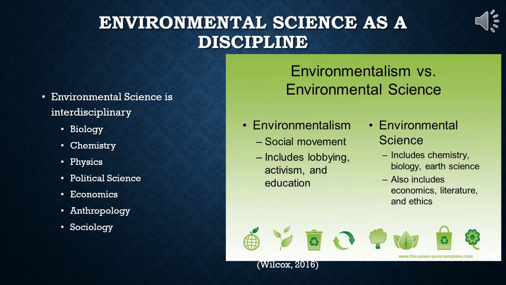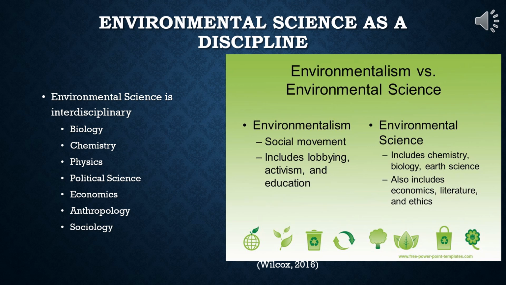Environmentalism is a social and political movement that includes lobbying, personal and public activism, and increased education for awareness. Environmental science, however, is a combination of different scientific disciplines that we use in order to understand our impact on our Earth and the ways in which our society can become more sustainable in the future.